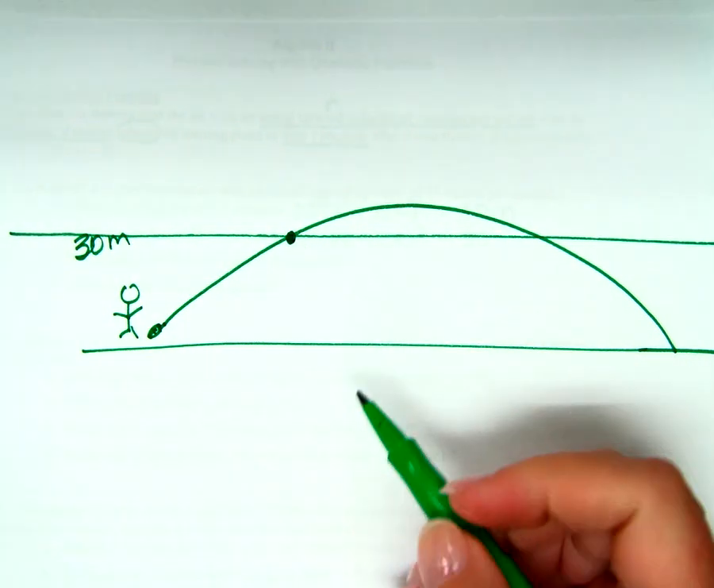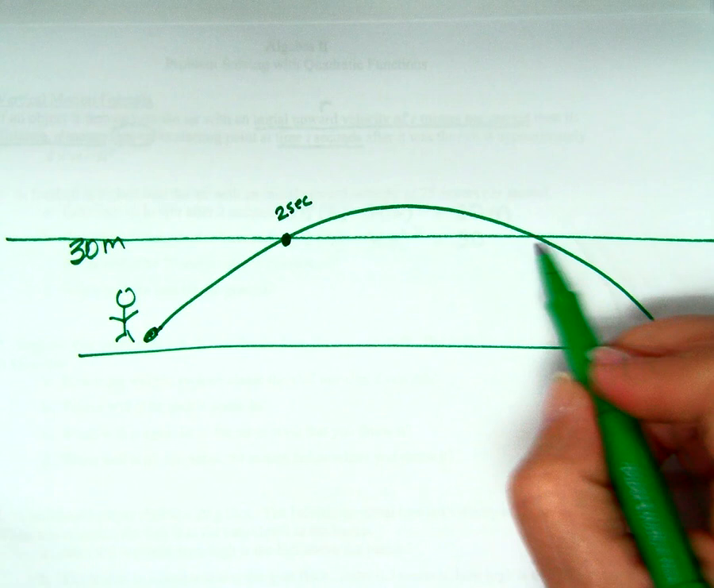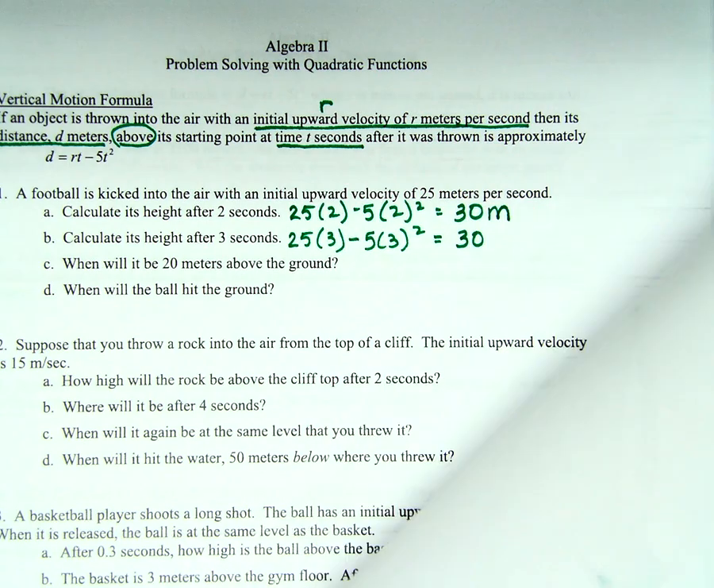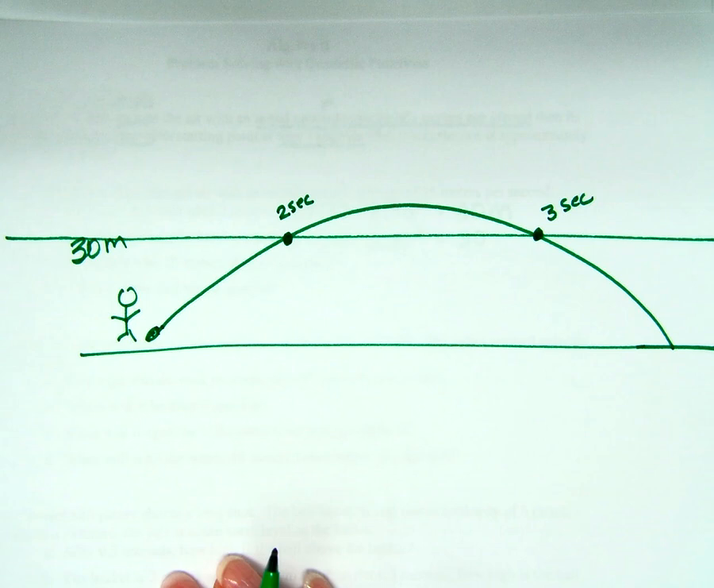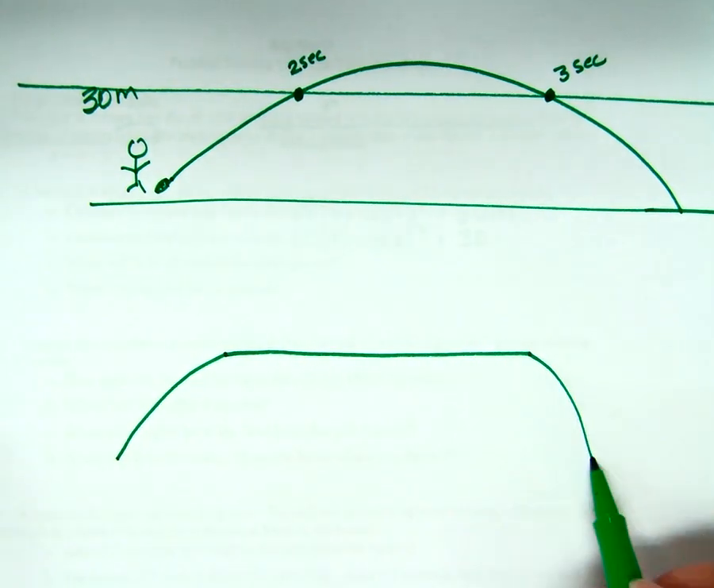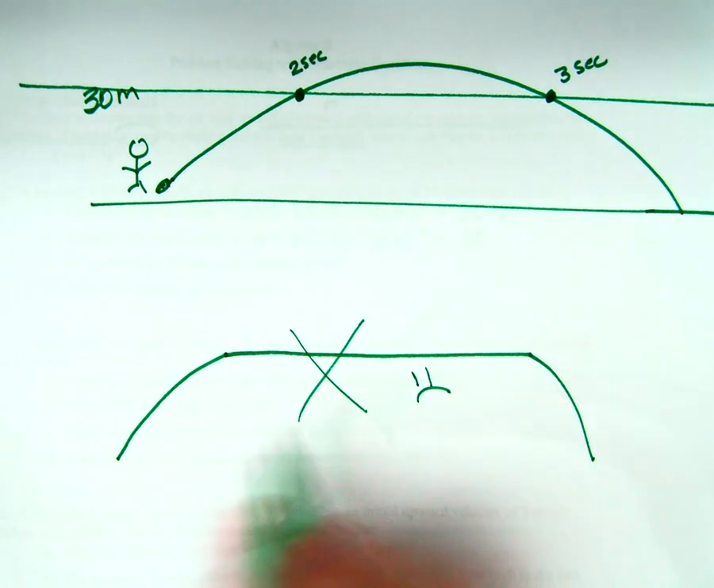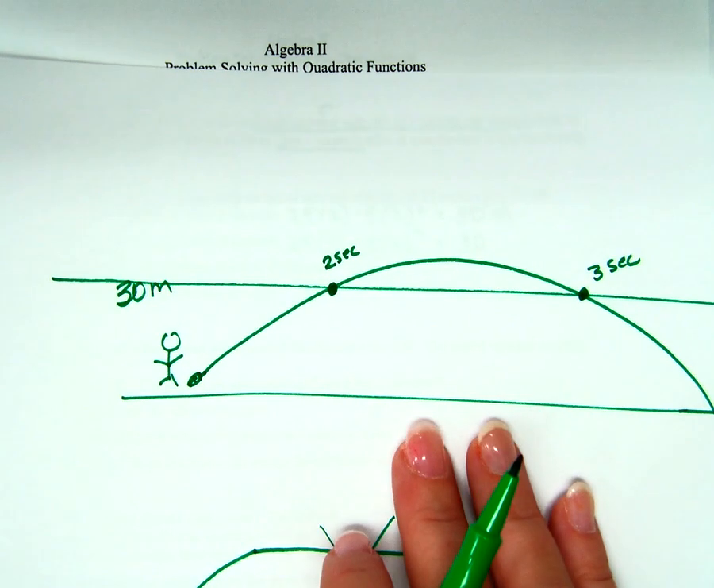When does this happen? 2 seconds? 3 seconds. Does that make sense? The football is literally not going up to 30 and then straight across and then down again. Frowny face. That doesn't happen, does it? Okay, does everybody understand this?